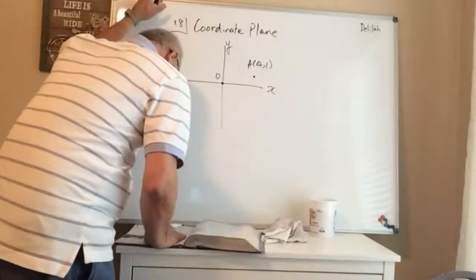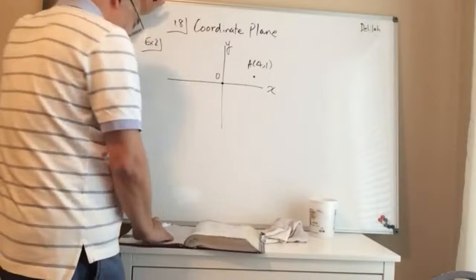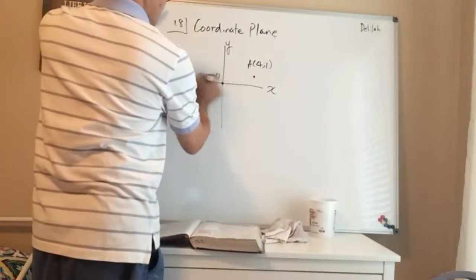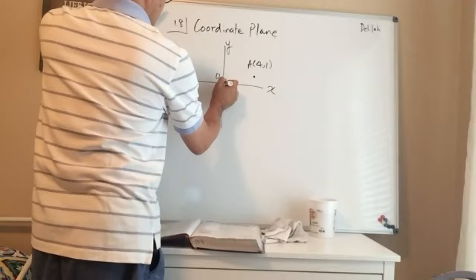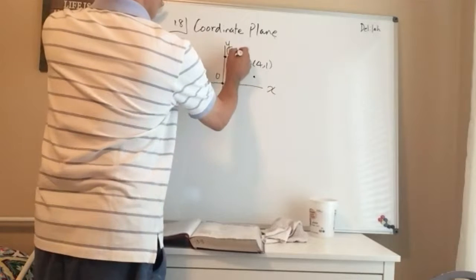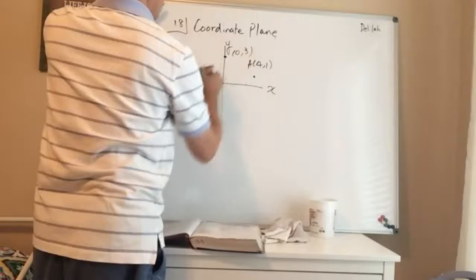Okay, and then I have B, which is 0 and -3. So with 0, I'm not going anywhere. In the x direction, it's 0, and then it's 3 down in the y direction, 1, 2, 3. So this would be 0 and -3, and that would be B.